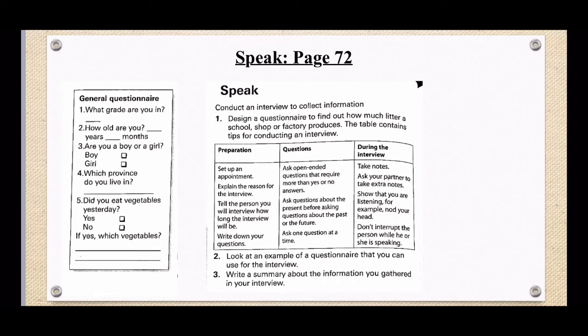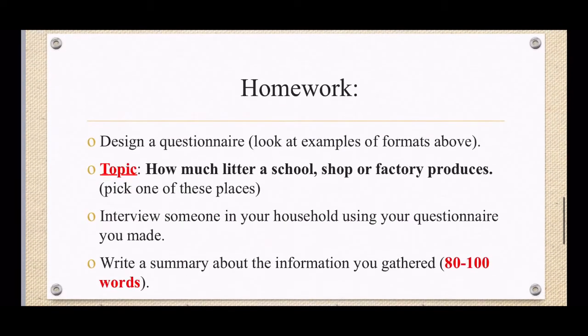Then lastly, write a summary about the information you gathered in your interview. We all know what a summary is. It's a short paragraph summarizing something. So what they're asking you to do is summarize the interview that you will have with someone. But I will explain these questions now a bit more clearly.